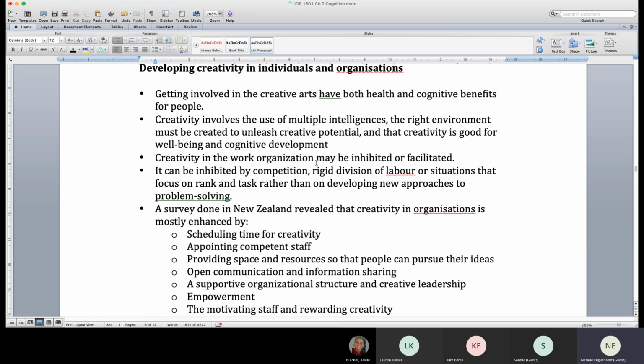So it is important the atmosphere that is created in the workplace for creativity to flow. It can be inhibited by competition, rigid division of labor, or situations that focus on rank and task rather than on developing new approaches to problem solving. And who has the best answers for problem solving than the people who actually do the work? Not management, not the executive, but the people on the floor who actually do the work.